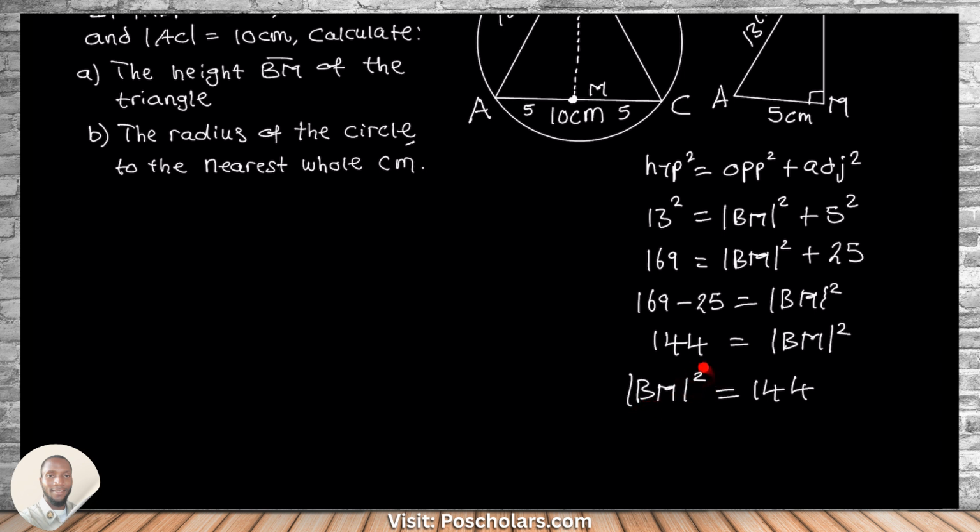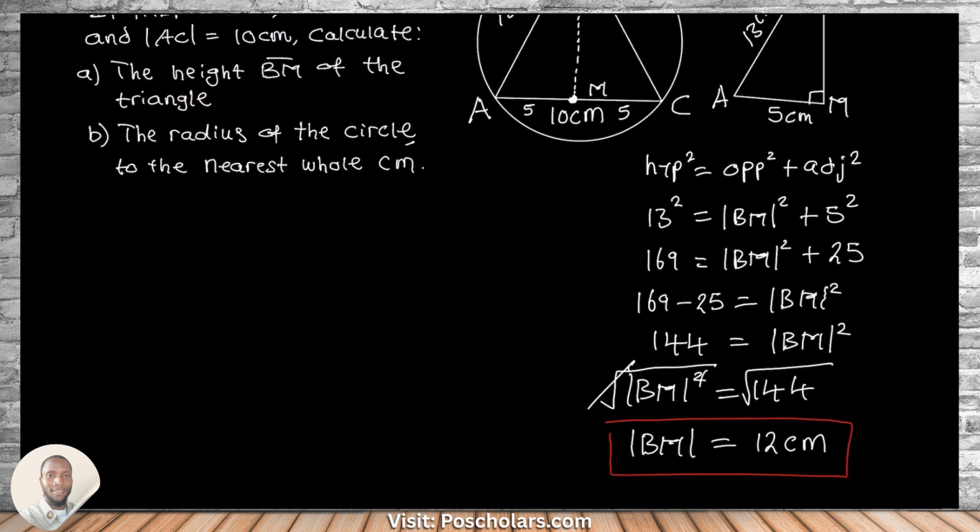So to eliminate this squared, you take the square root of both sides. When you do that, you have square root and square root, so the square root cancels the squared. What's left? BM is now equal to root 144. And if you press your calculator, the square root of 144 gives 12 centimeter. Now we have gotten the answer to question A: BM is 12 centimeter, right?